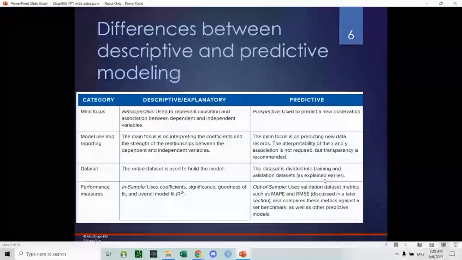In descriptive modeling, the entire data set is used to build the model, whereas in predictive modeling, the data set is usually divided into a training and test set or validation set. Descriptive modeling uses coefficients, significance, goodness of fit, and R squared as performance measures, and predictive modeling uses the validation data set metrics and compares them against a benchmark. So when we get into actually applying regression, all those terms will come back up.